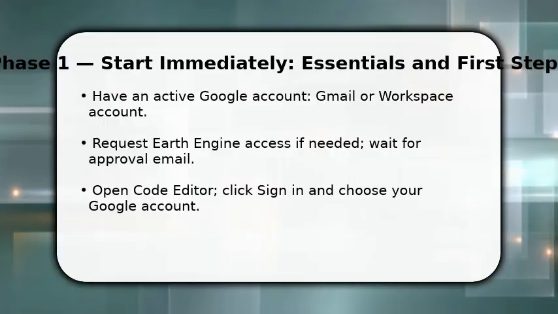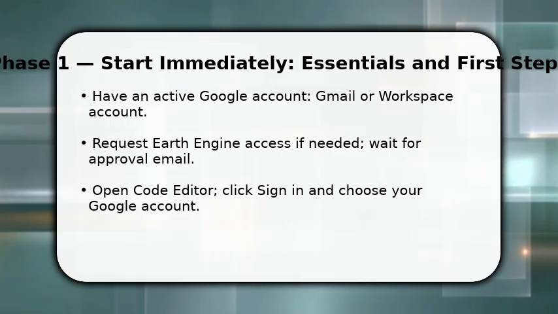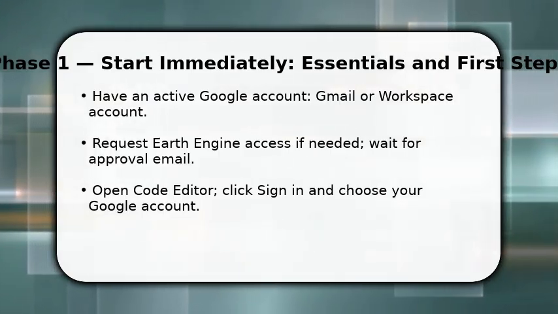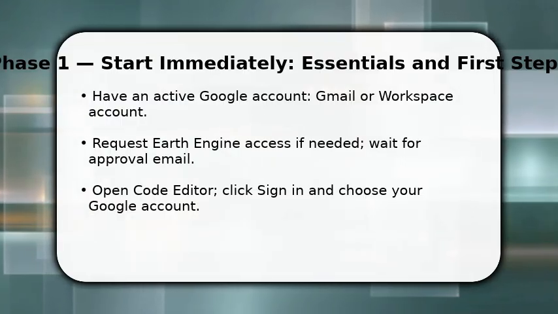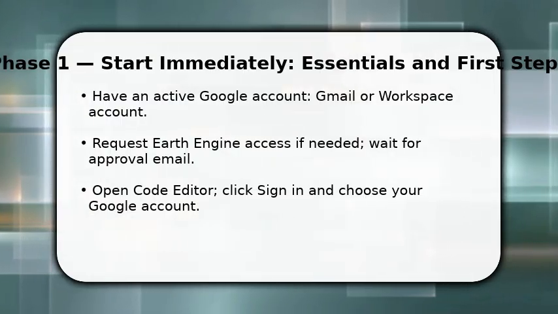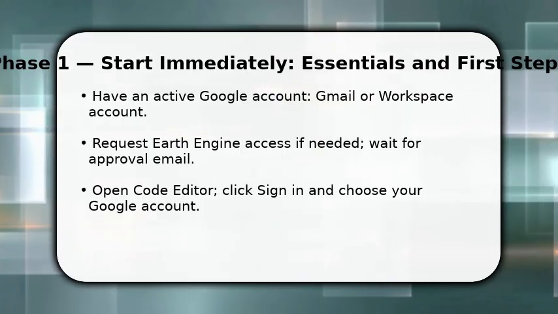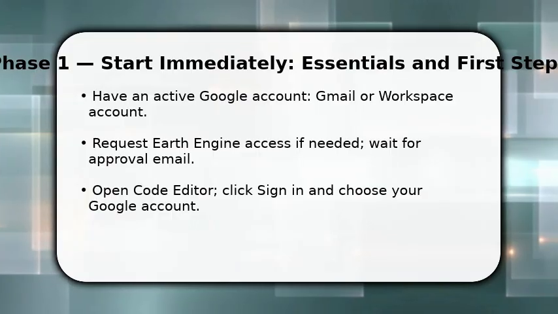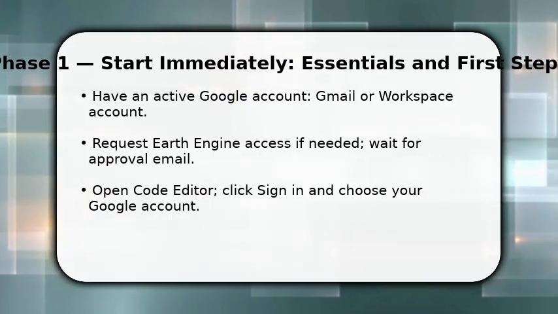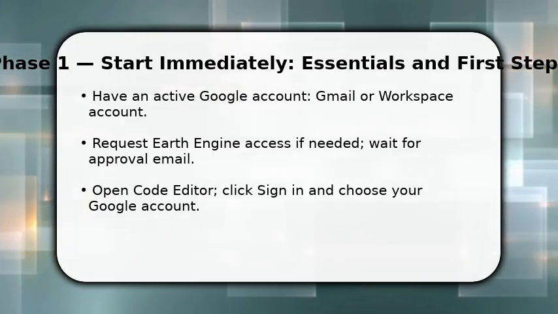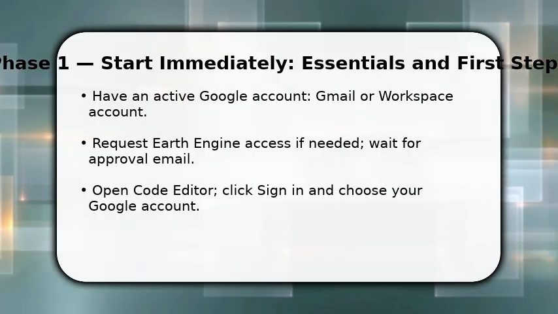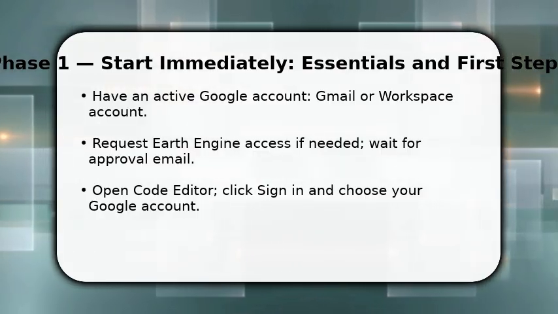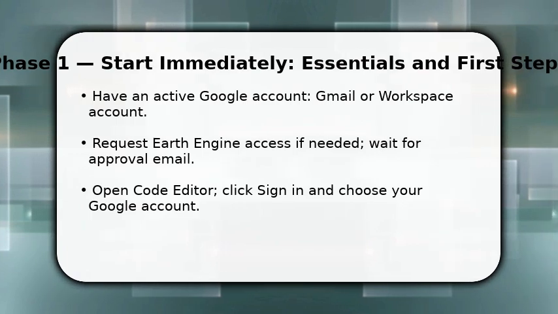Enjoy the video. You begin by confirming prerequisites: an active Google account and, if required, an approved Earth Engine access request. Once you have those, open the Earth Engine code editor and click the Sign In button. Choose the Google account you want to link. Make sure it's the one approved for Earth Engine. You'll be prompted to grant permissions. This allows the editor to access your account for maps and assets. Follow the on-screen consent steps, then proceed to the next configuration actions.